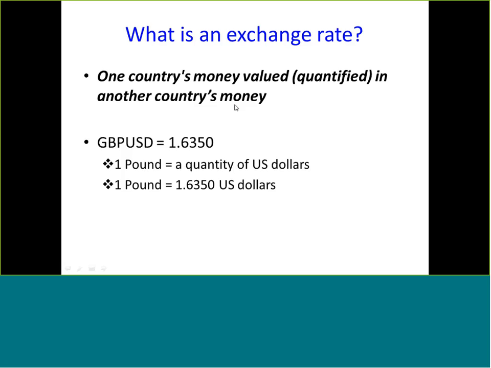If you're betting on it going down, you're betting on this number getting smaller. What you need to be very clear on is you are not buying pounds or selling pounds or buying dollars or selling dollars. You're simply making a wager, a bet on which way this exchange rate is going to go. That's all you're doing. So if you bet on it going down, if it goes down, you win.